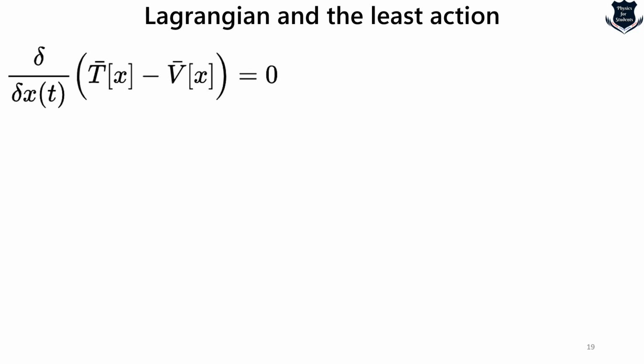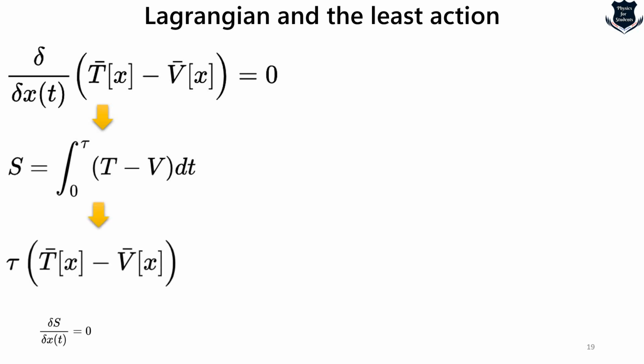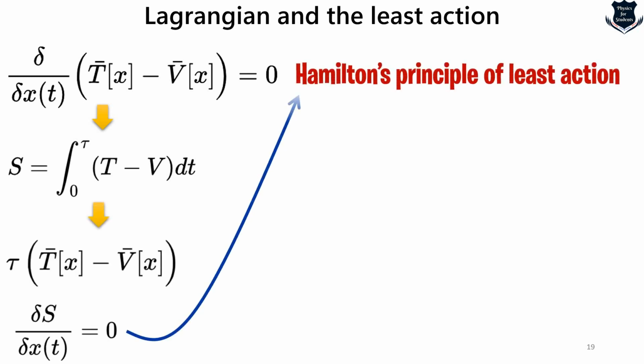So you see, our variational principle connects variations of average kinetic energy and average potential energy, and this can be rewritten in this way and this way, and this actually leads to this, which is known as Hamilton's principle of least action.